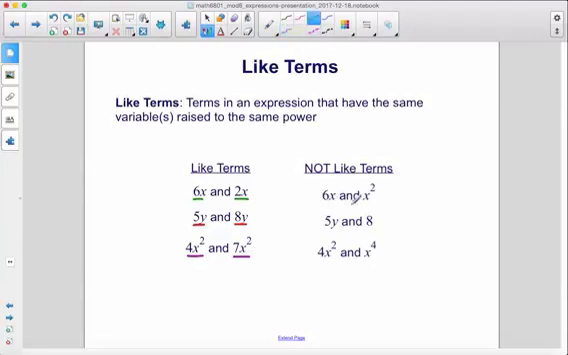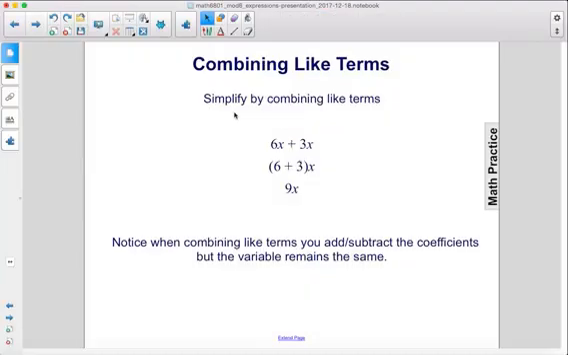Here we have 6x and x squared, which are not like because this is x to the first power and that's x to the second power. Here we have 5y and 8, and this one has the variable y to the first power, but this one doesn't even have a variable, so they're not like terms. And here we have x squared and x to the fourth, and those are not like because they're raised to different powers.